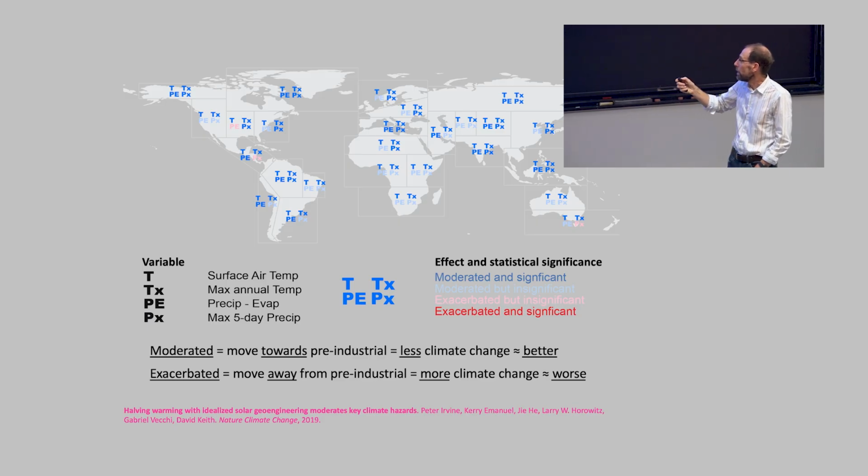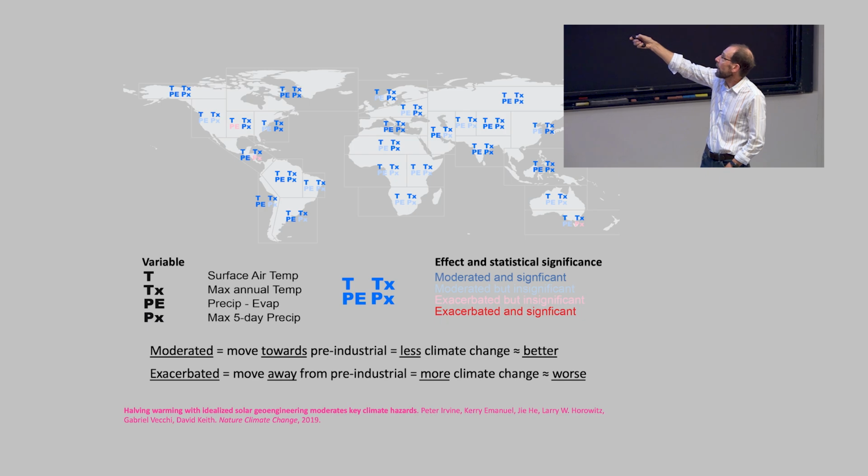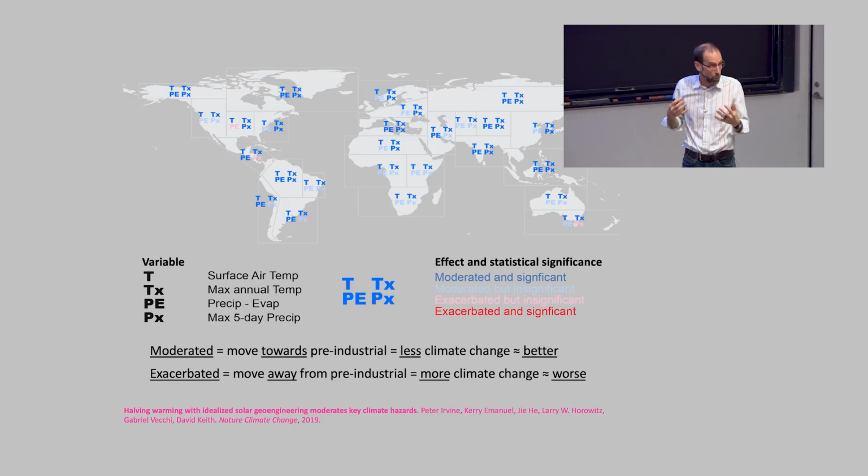If it's blue, it means it's moderated. That means moved back towards pre-industrial. That means that the sunlight reflection is actually reversing climate change in the way you want. If it's red, it means it's moved away from pre-industrial, so it means that sunlight reflection is making things worse, or at least further, it's exacerbating climate change. And if it's a lighter color, it's not statistically significant. So that was the way we did this.